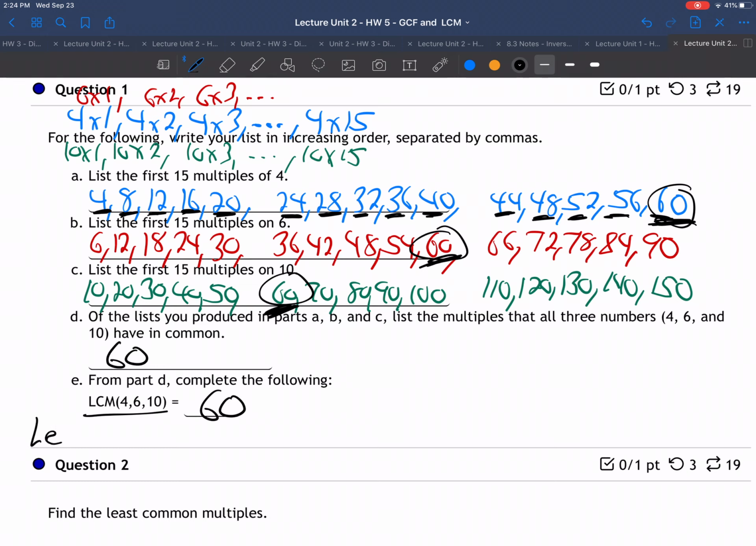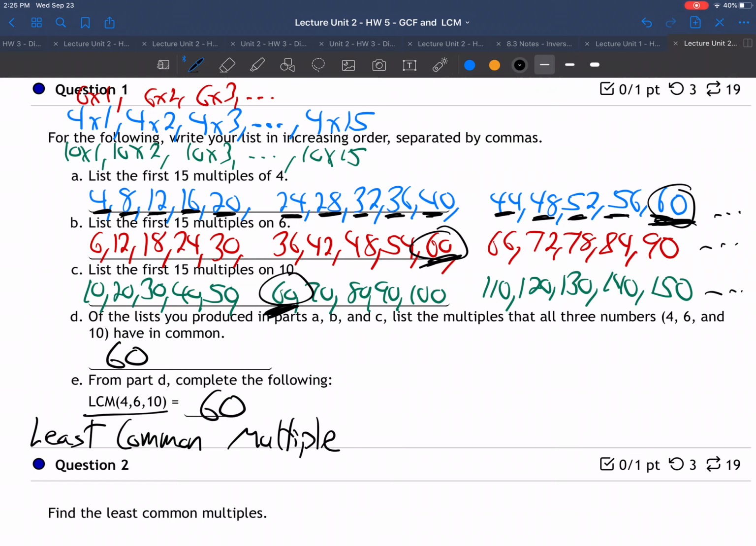That's what LCM stands for. It's the least common multiple. In other words, if we had gone on further with these lists, further and further, we would have had more numbers that they had in common. So the next one would have been 120. So this 60 is the least common multiple.